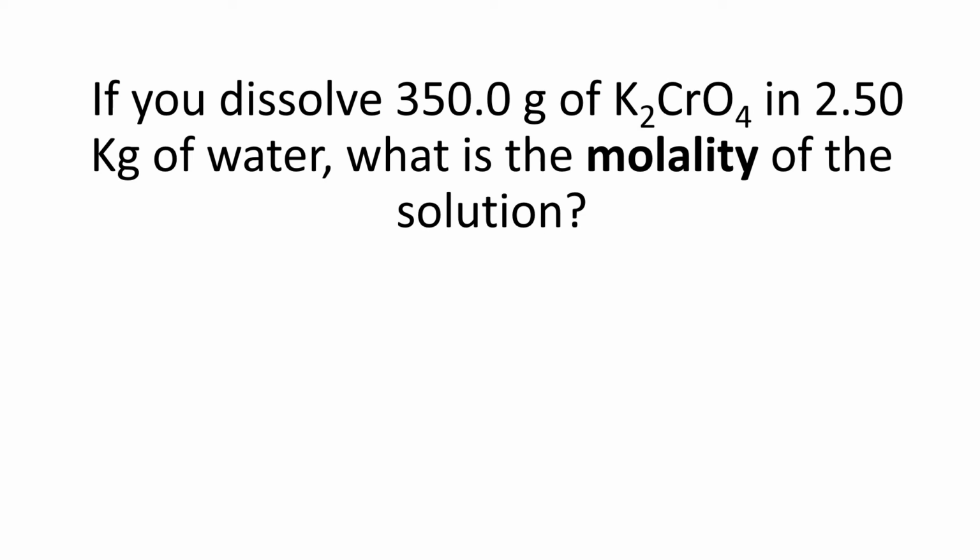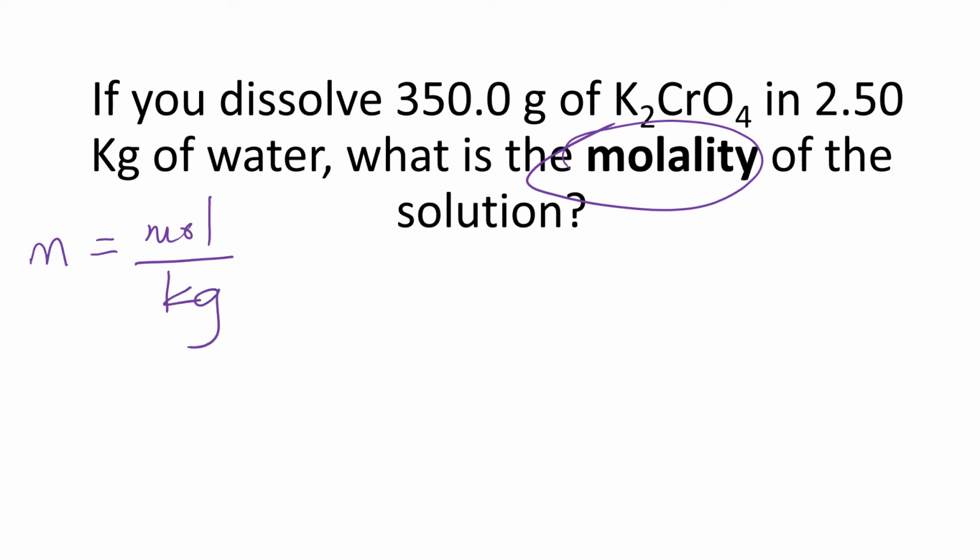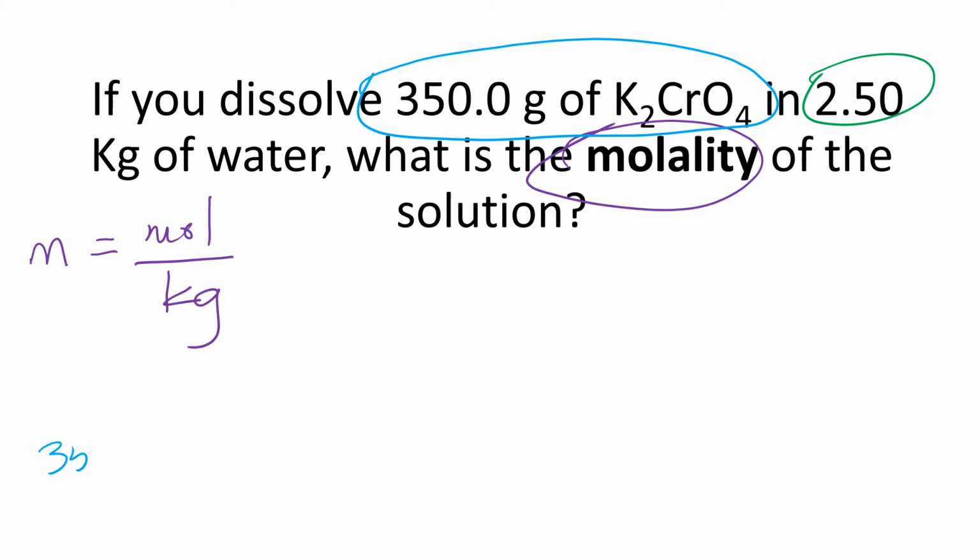Alrighty, so how to solve for molality. If you dissolve 350.0 grams of potassium chromate in 2.50 kilograms of water, what is the molality? So molality, again, is moles per kilogram. So I already have my kilograms right here, so I'm good with that. However, I only have grams of my solute. I got to convert that to moles. So similar to before, 350.0 grams, convert this to moles.